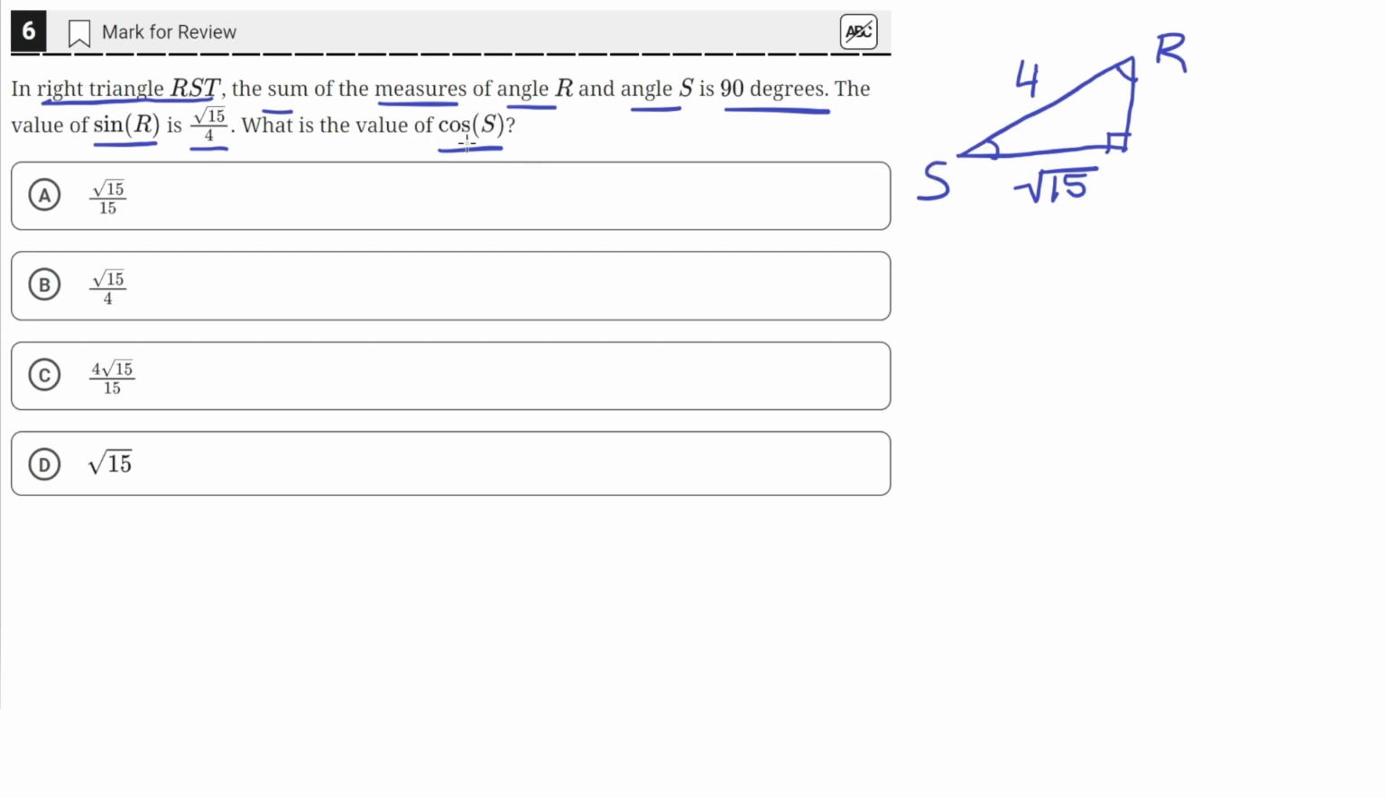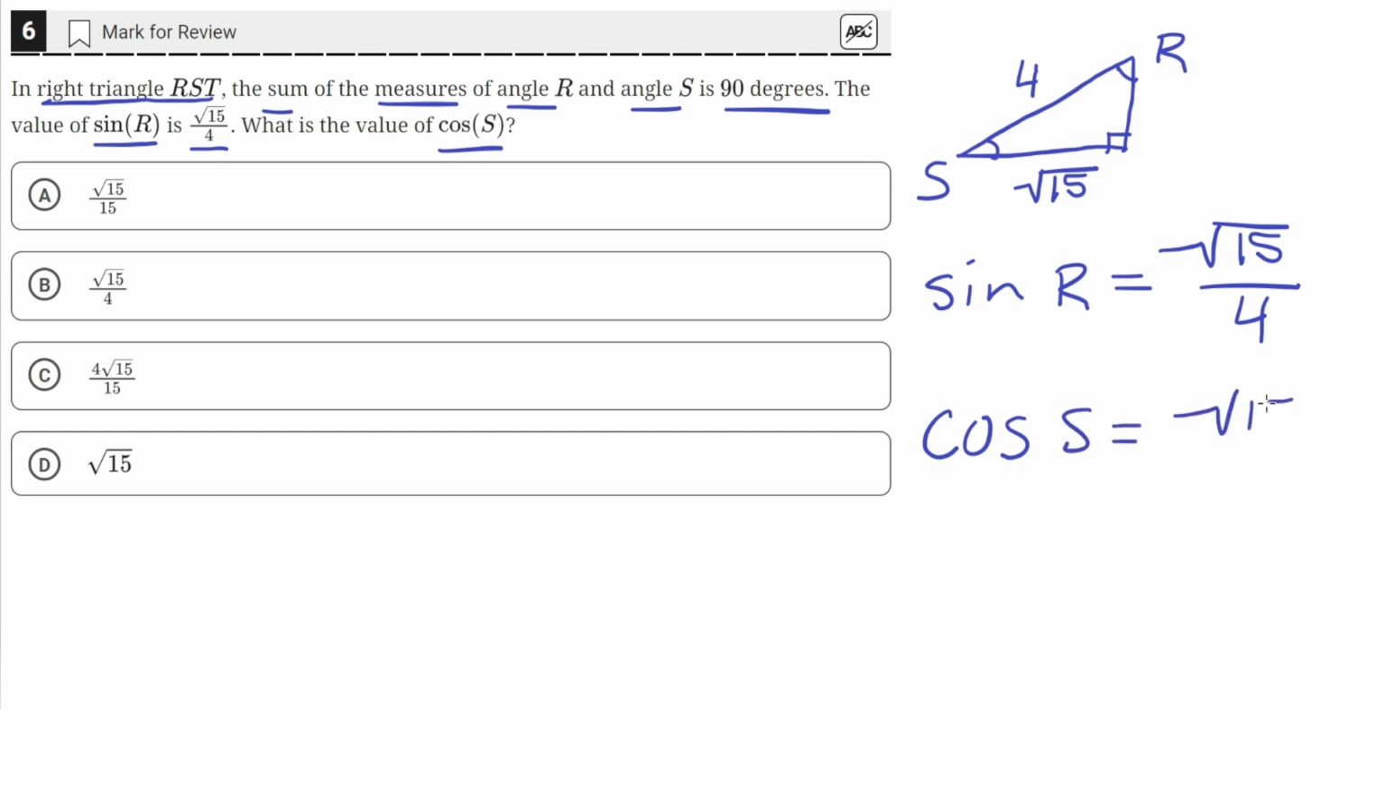Because the cosine of an angle is adjacent over hypotenuse. And adjacent to S is the square root 15. And the hypotenuse to S is the hypotenuse here, which is 4. So the sine of R was equal to square root 15 over 4. And the cosine of S is also equal to square root 15 over 4.